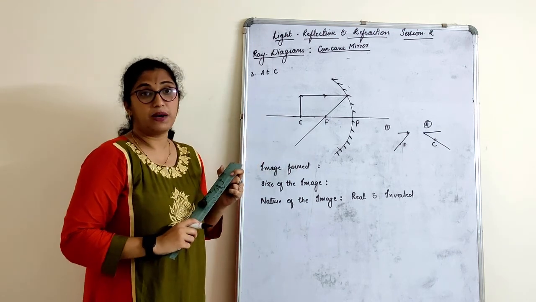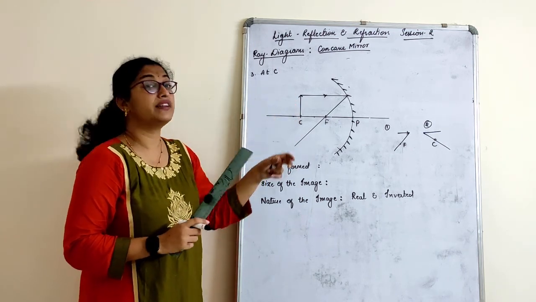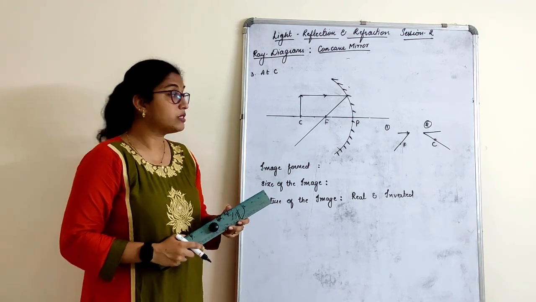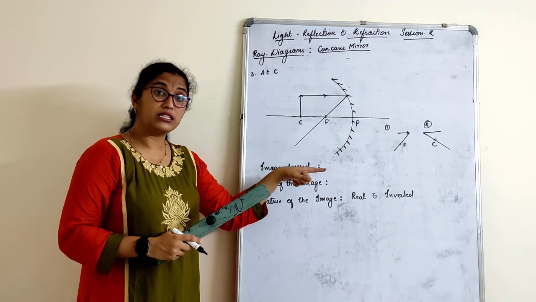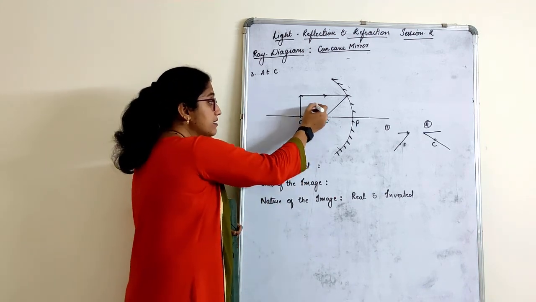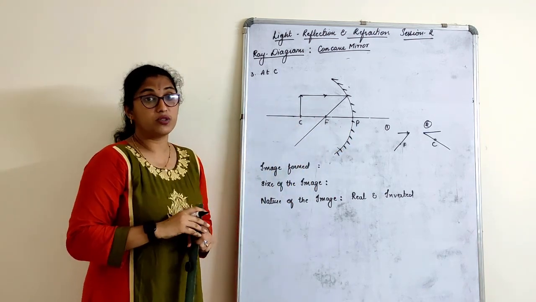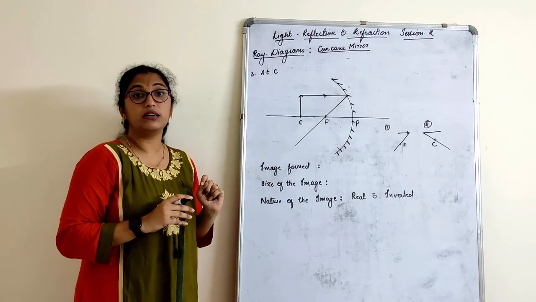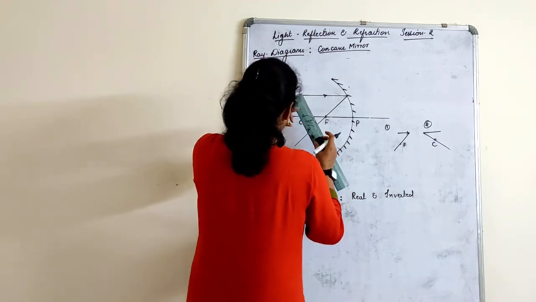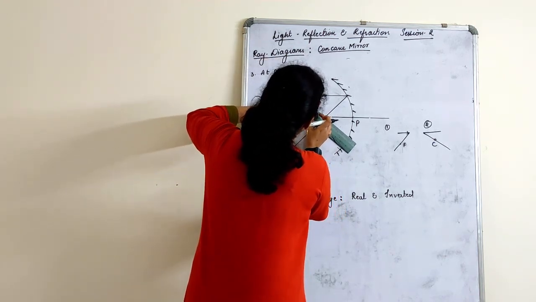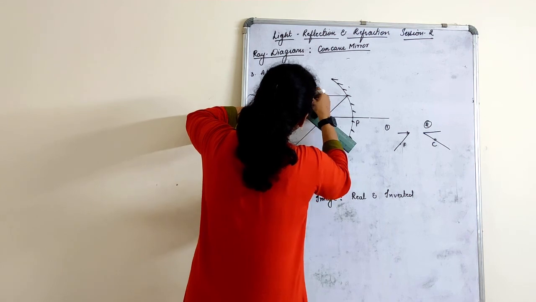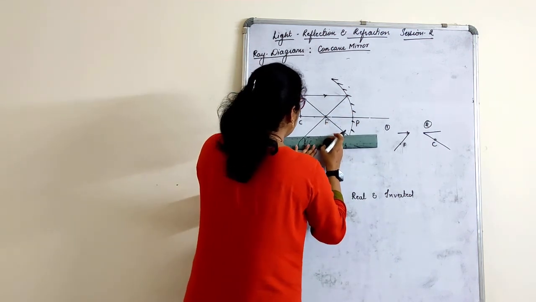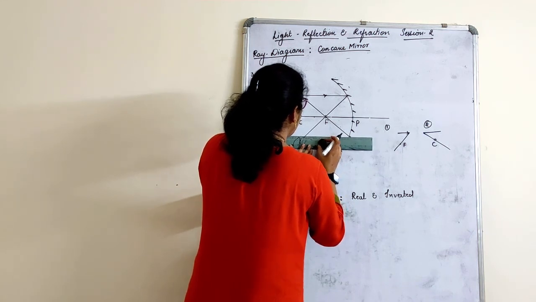Can I retrace the path? How can the ray pass through the curvature when the object itself is kept at the curvature? No, right? So which rule shall we use? Shall we pass the ray through the focus and see? If I pass the ray through the focus, what is the focus rule? If it is going through the focus, it will go parallel to the principal axis. So let me bring the ray through the focus. Yes, so now it has to go parallel to the principal axis.